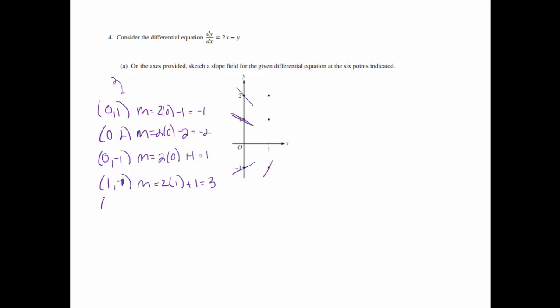so it's going to be a slope of 3. And then at (1, 1), my slope will be 2 times 1 minus 1, which gives me 1. So I'll try to do the same as that one down there. And then (1, 2), my slope will be 2 times 1 minus 2, which gives me 0. So that is my slope field.